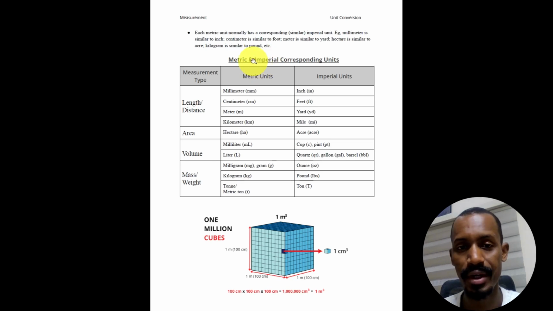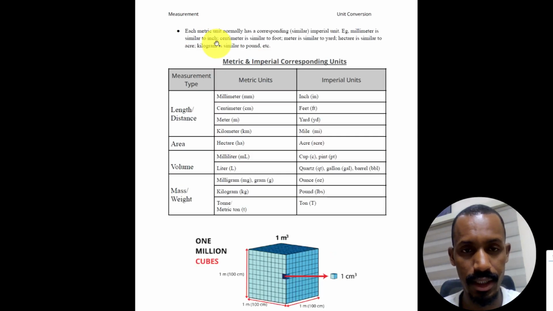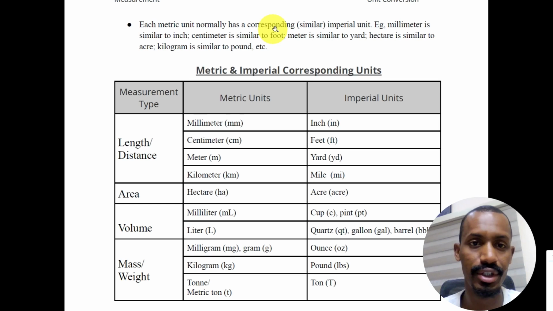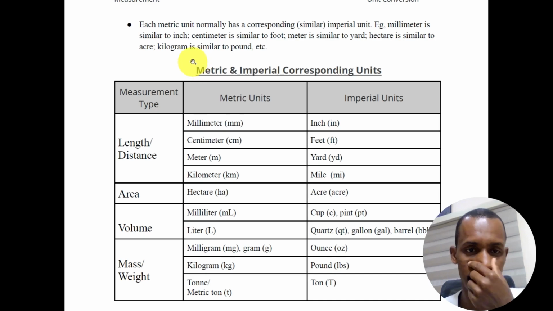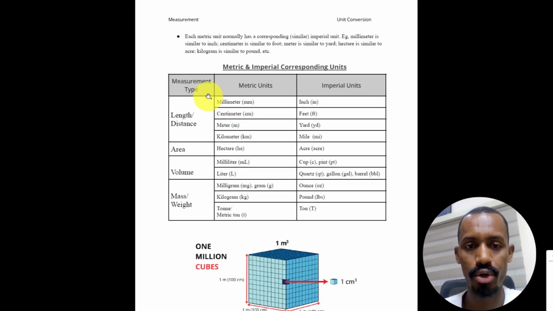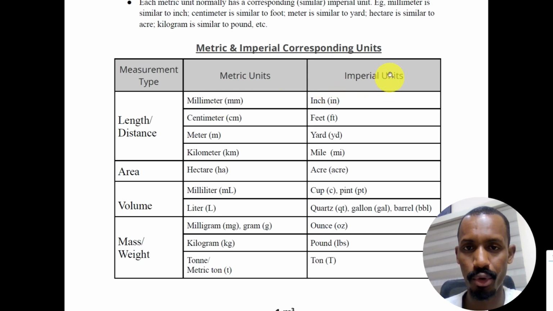And now let's talk about the metric and imperial corresponding units. Metric units normally have corresponding or similar imperial units. That is, millimeter is similar to inch, centimeter is similar to foot, meter is similar to yard, hectare is similar to acre, kilogram is similar to pound. In America or places where they use the imperial system, they don't use millimeters or centimeters. Instead of millimeters to measure small stuff, they use inches.